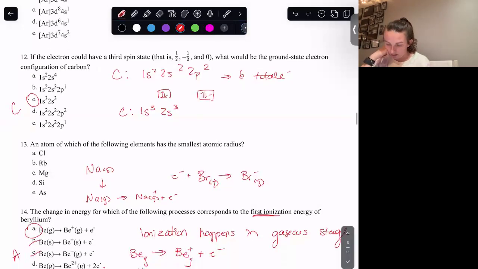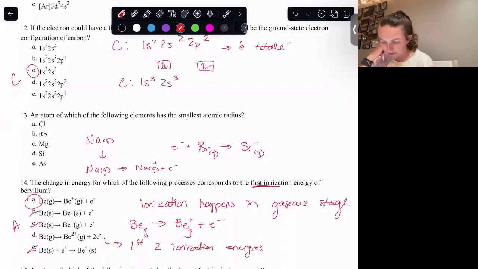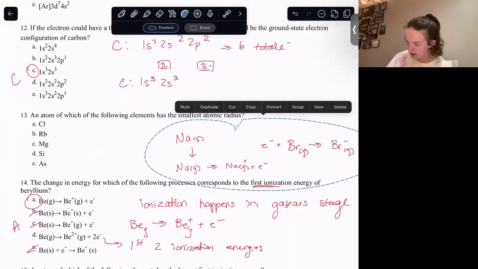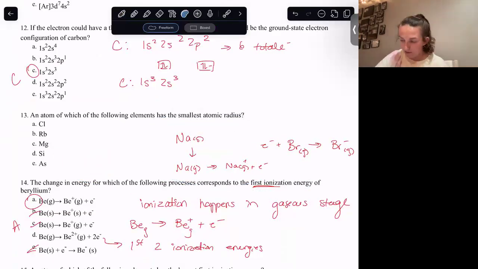Okay. And then question 13, we have an atom of which of the following elements has the smallest atomic radius? So looking at the periodic table, we have, where's rubidium?